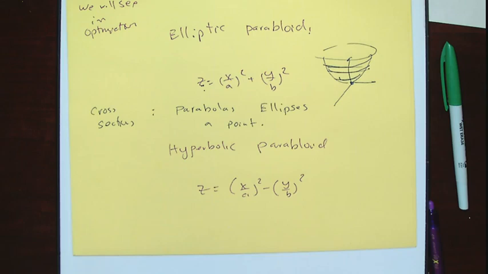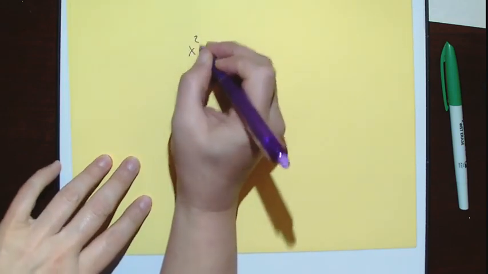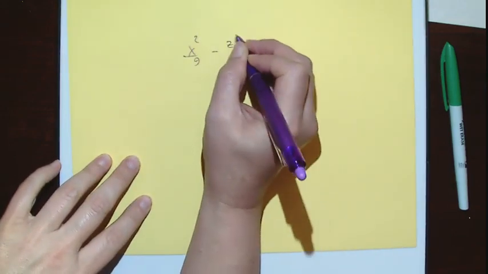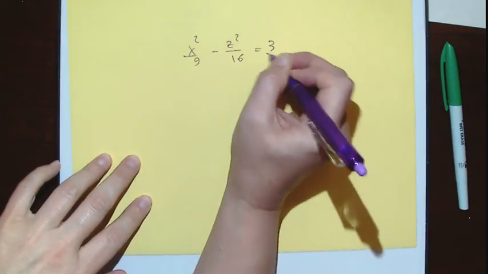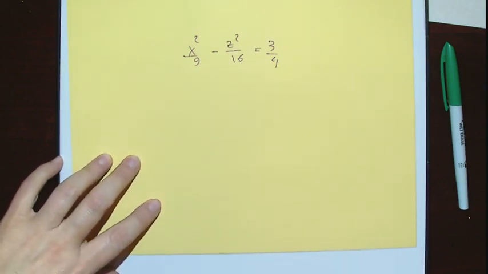Okay, so I think we had enough time. Let's stop it. 3. No. What's the cross section? So you have x squared divided by 9 minus z squared divided by 16 equal to 3/4. So that's the cross section.